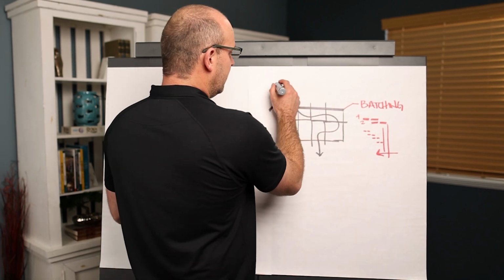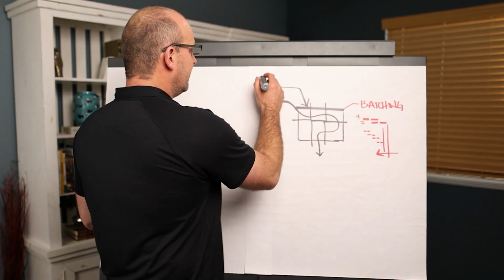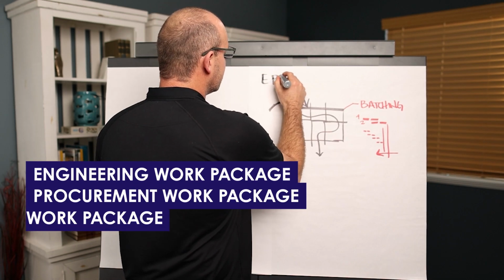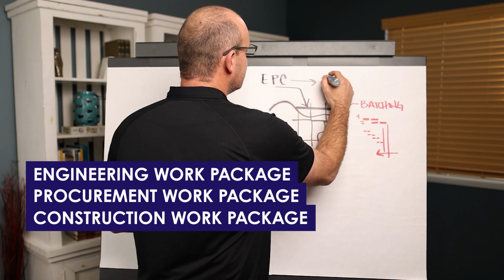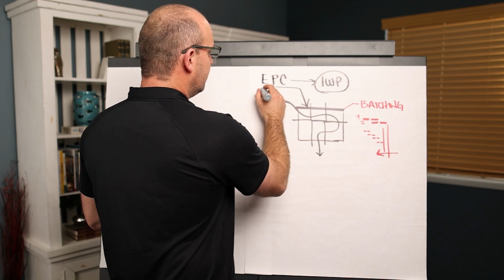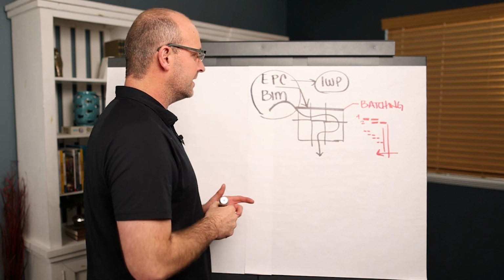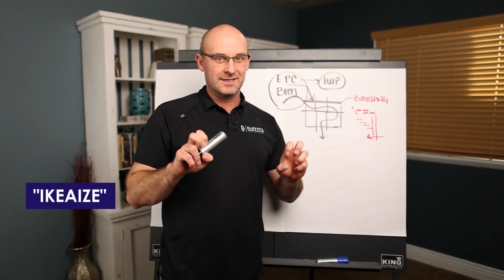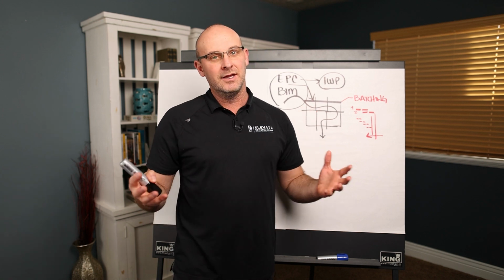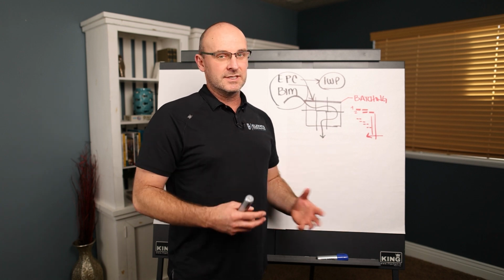So when the AWP specialists start to break these areas out, they will have an engineering work package, they will have a procurement work package, and a construction work package that all leads to us being able to have what's called an IWP, an installation work package. They will use building information modeling for this, and basically they're going to, if I can coin a phrase, IKEA-ize, or basically set up so well that you can assemble what you're installing like an IKEA piece of furniture. You know, like it comes with its own instructions, it's pre-assembled, it's ready to go.